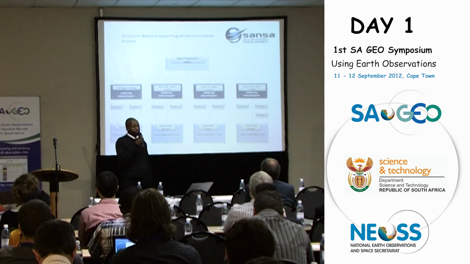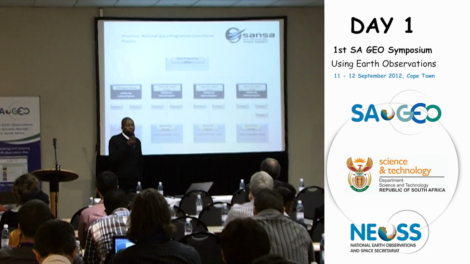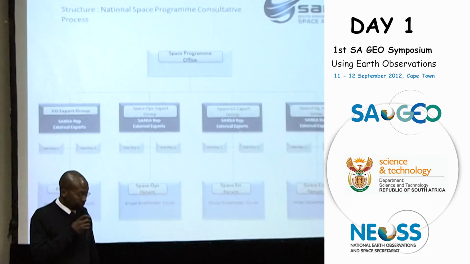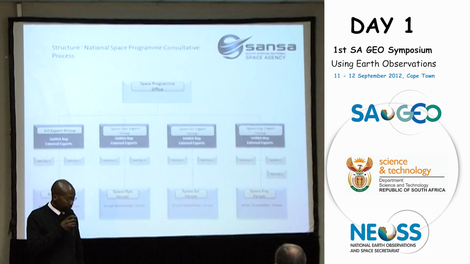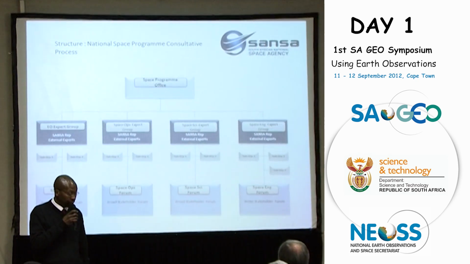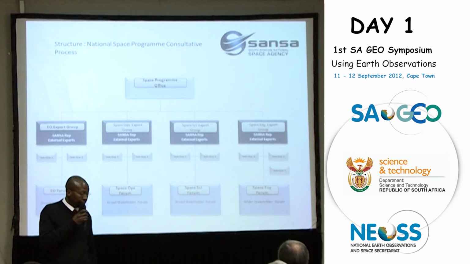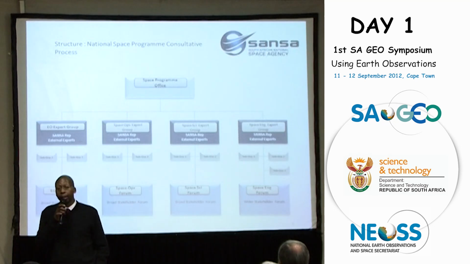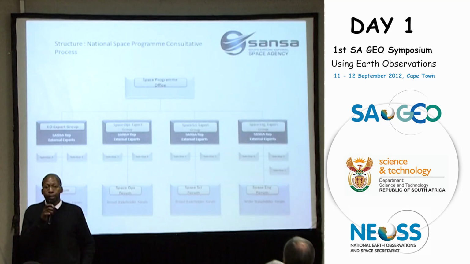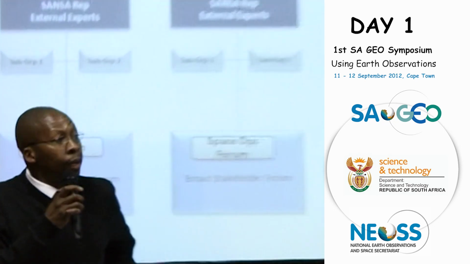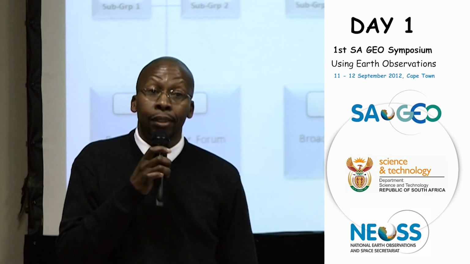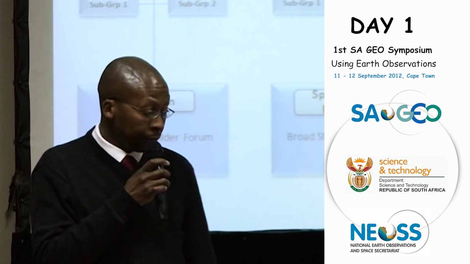The consultative process involved 4 expert groups, each consisting of about 10 experts in the area of Earth observation, space science, space operations, and Earth observations. Some of those groups also had subgroups that were supporting them, and there were also broader stakeholder forums that were undertaken.